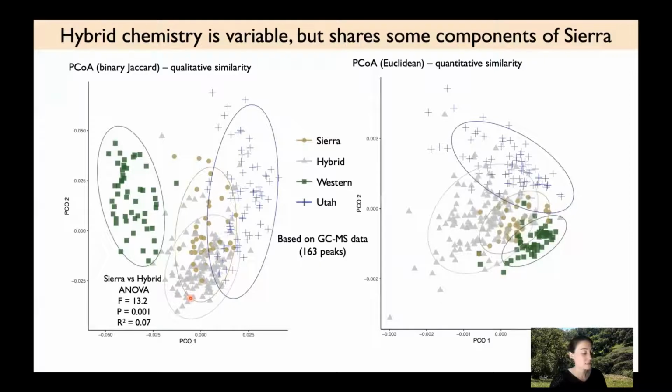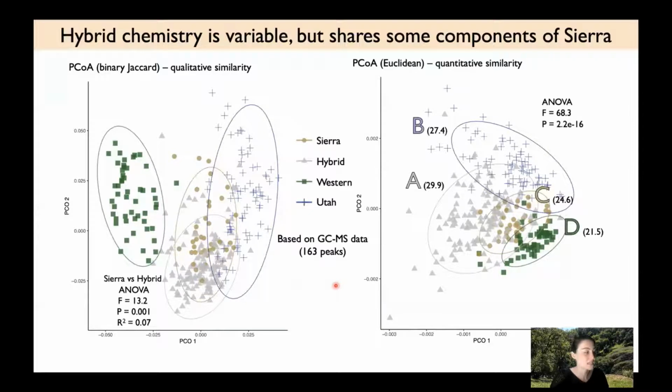Second, to assess quantitative similarity, I conducted another principal coordinates analysis, but this time based on Euclidean distances calculated from the relative concentrations of the chemical features. For each of the 4 groups, I calculated Euclidean distances between group members and the group centroid and used ANOVA to test for homogeneity of within group variance.